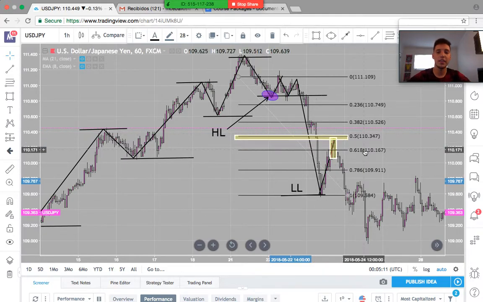So therefore, this right here is a break of an uptrend structure with a continuation of downtrend structure alongside the 50-point Fibonacci level.